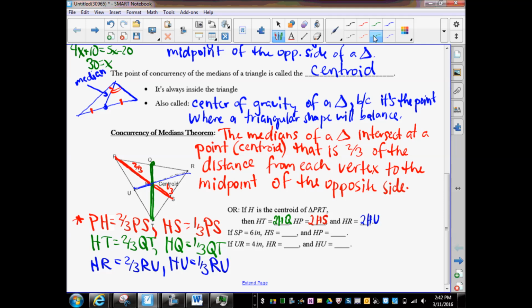If SP, this whole thing is 6 inches, how much is HS? 2 inches. What would HP be? 4 inches. Okay. Whole thing 6, 2/3 that. It's 4, 1/3 that's 2. Alright, but what if UR is 4 inches? If UR is 4 inches, how much is HR?